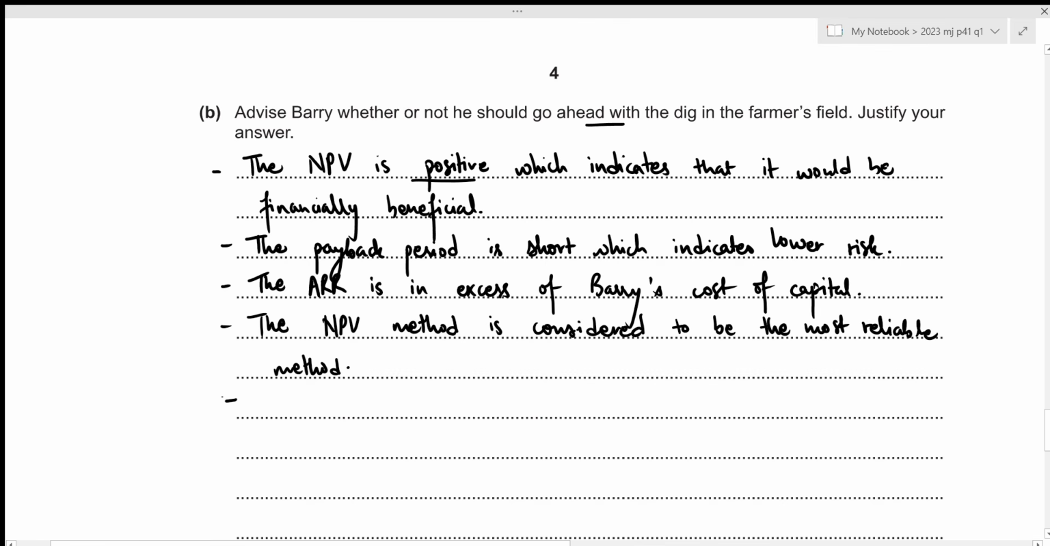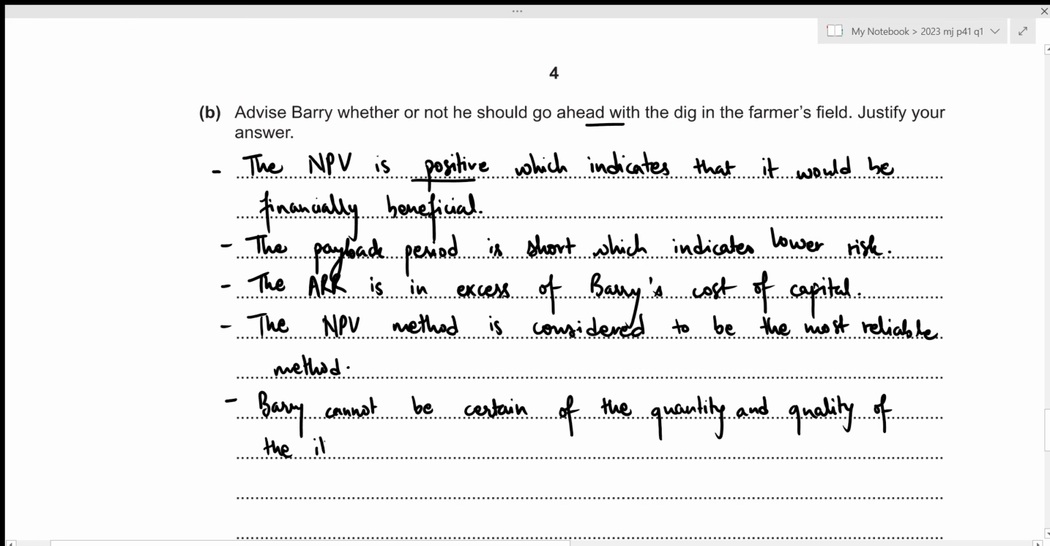But this project is to dig up items and sell it, right? But he cannot be certain of the quantity as well as the quality of the items he plans to dig up. That's a risk he will have to bear. So Barry cannot be certain of the quantity and quality of the goods or the items he plans to dig up.